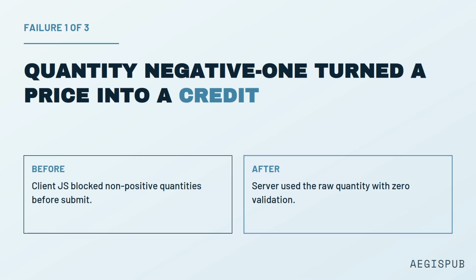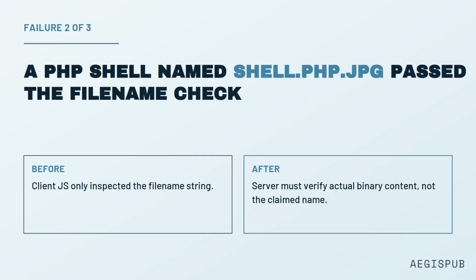The second scenario, a web application allows users to upload profile pictures. The application checks the file extension client side. A JavaScript function inspects the file name and rejects anything that does not end in JPG, PNG, or GIF. An attacker uploads a PHP web shell with the file name shell.php.jpg. The extension check passes. The file is stored on the server in a publicly accessible directory. The attacker navigates directly to the file URL and executes commands on the server.